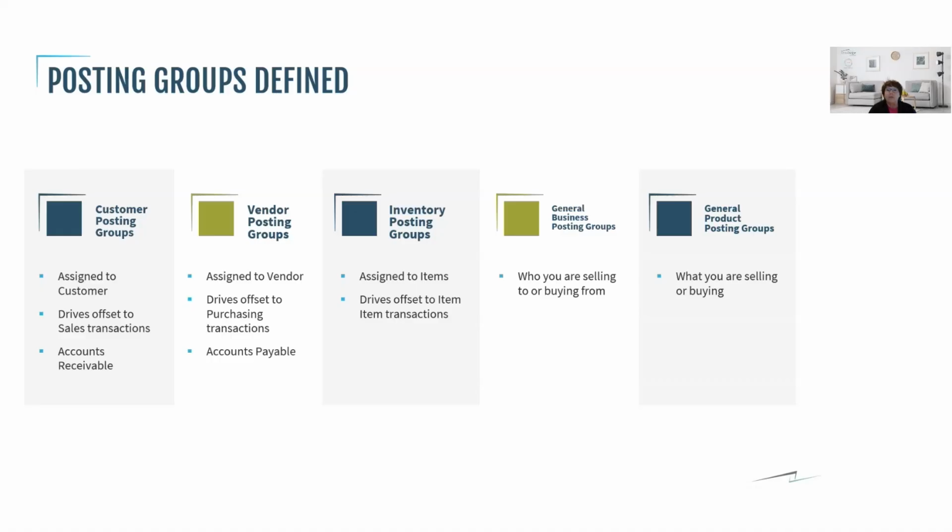Then we have the general business posting groups. Probably the easiest way to remember what a general business posting group is: it's the who that you are selling or buying from, and we're going to get into some examples of these. And then the general product posting groups are the what are you selling or buying.